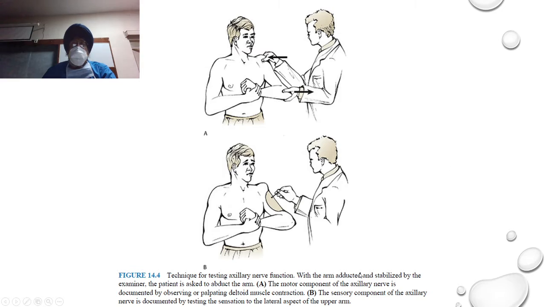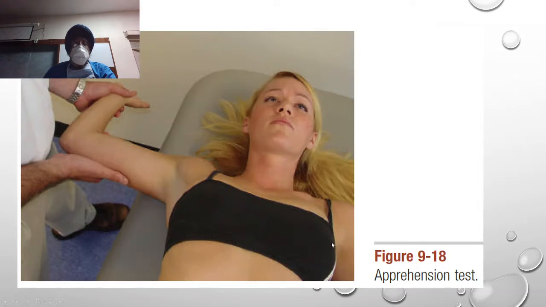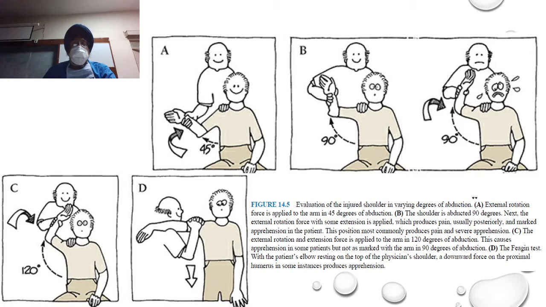And the sensory component is shown in figure B. The sensory component of the axillary nerve is documented by testing the sensation to the lateral aspect of the upper arm. This is the apprehension test, figure of the apprehension test, then evaluation of the injured shoulder in varied degrees of abduction. These are the methods.